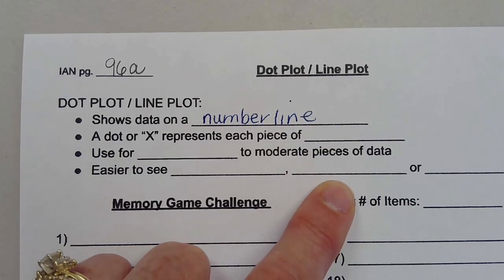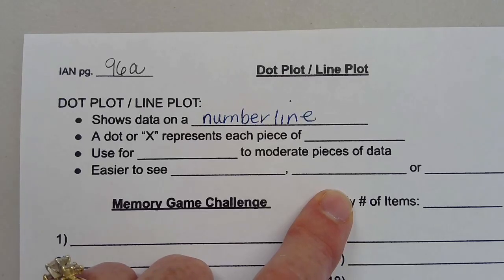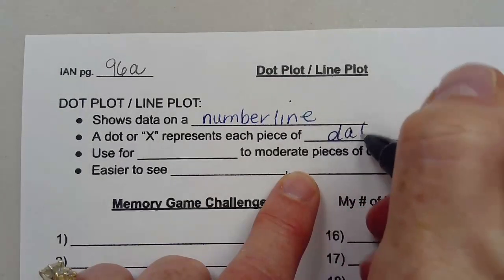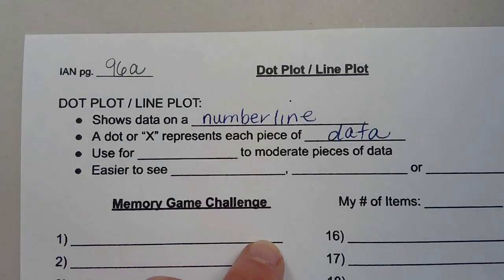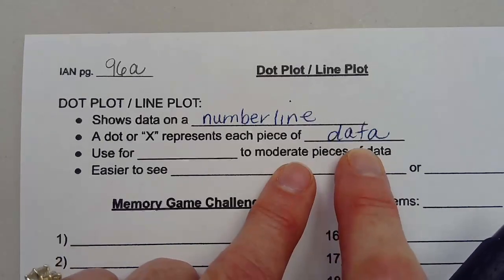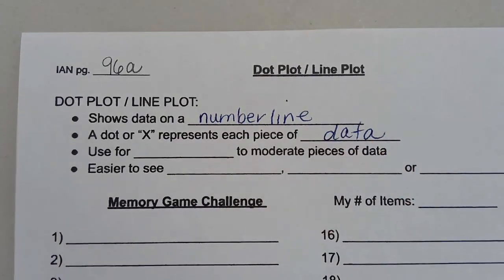It's on this piece of paper. Raise your hand if you think you know so I can give you points. Lacey. Date. I don't have date on there. Close. Data. All right, so it represents each piece of data. Each one has an X or a space that's made.